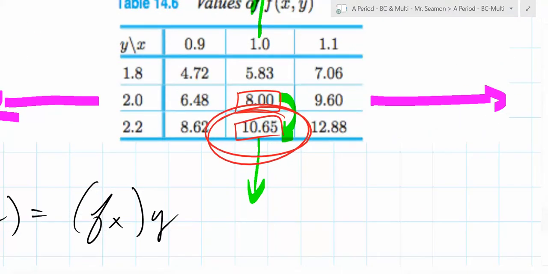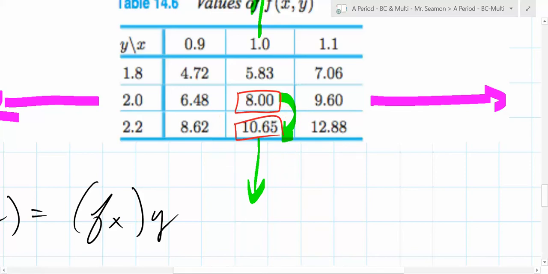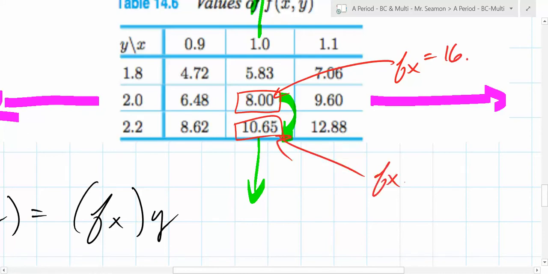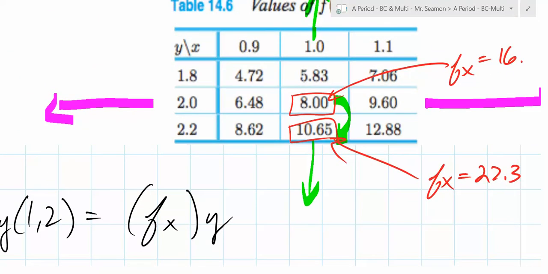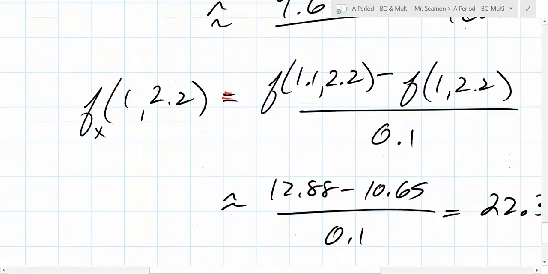So what have we found? Just to recap, at this point right here, at that instant, what is fx going to be equal to? 16, right? And what's fx right there? 22.3, right? So now they're asking for what's the rate of change with respect to y? So we fix x. What's the rate of change of these rates of change?